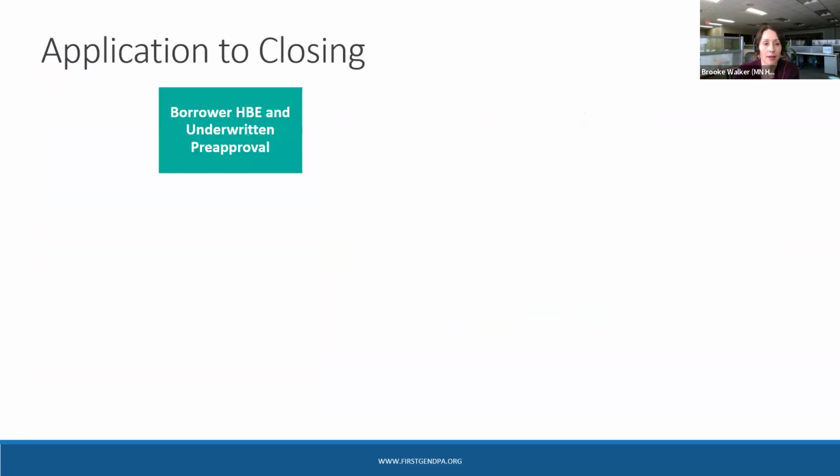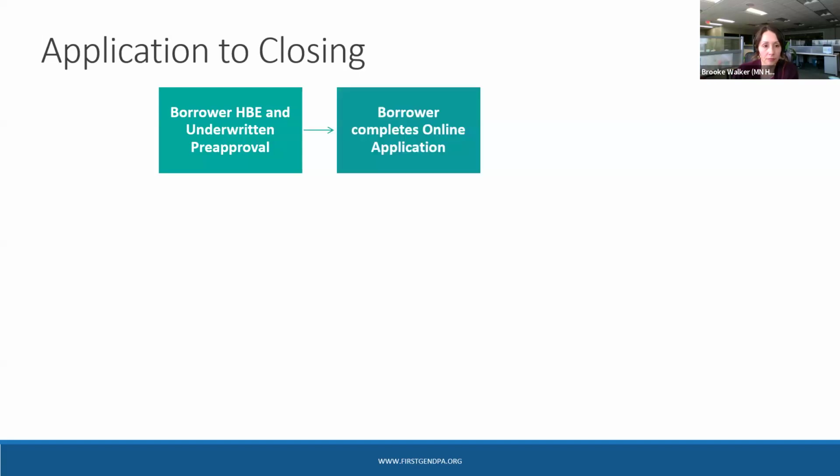So as a borrower, I determine that I meet the first generation definition. I complete my approved homebuyer education course. I have picked my lender. We have talked about the loan that is likely best for me. All of my information has been reviewed, and I have an underwritten pre-approval.